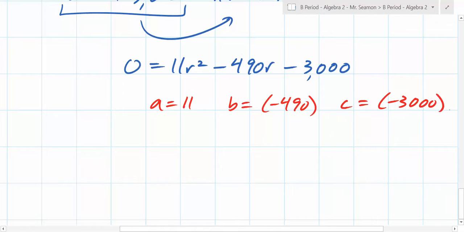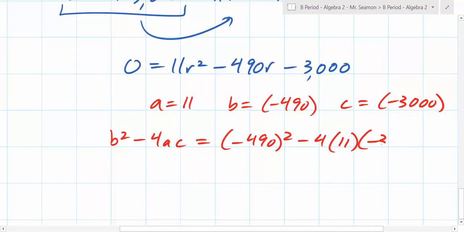Now here's the thing. Does the quadratic formula care about what numbers you put into it? No. Are these big enough that you need a calculator? Yes. So if you did this, still do the discriminant, and Dev, you can do this for me. You end up with negative 490 squared minus 4 times 11 times negative 3,000. Can you do that for me, Dev, and just tell me what the number is?